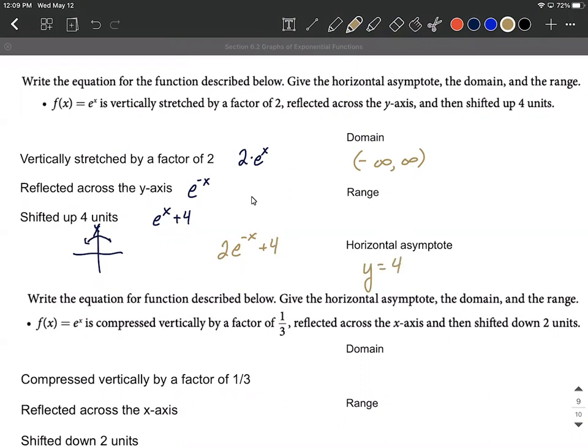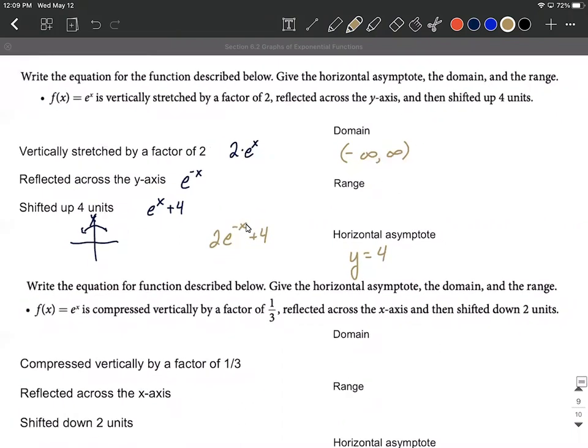Thinking about all these transformations put together, a stretch doesn't affect the range. The reflection horizontally is not going to affect the range, and the shift up does affect the range, but it didn't get flipped upside down. So in this case, the range is going to be from 4 to infinity. It's still going to be above that horizontal asymptote.